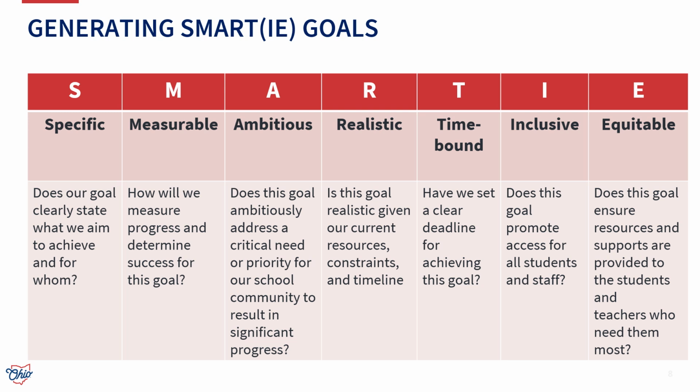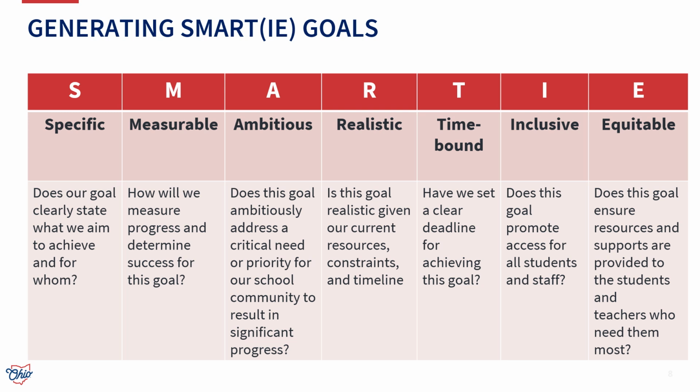Next, determine how you will measure progress and success. Specify the metrics, assessments, or data points to track growth. Reflect on whether these measures can effectively demonstrate change over time. Then determine if the goal is ambitious in its address of a critical need or priority. Assess whether the goal is challenging enough that achievement would mean significant progress, a stretch for the organization.